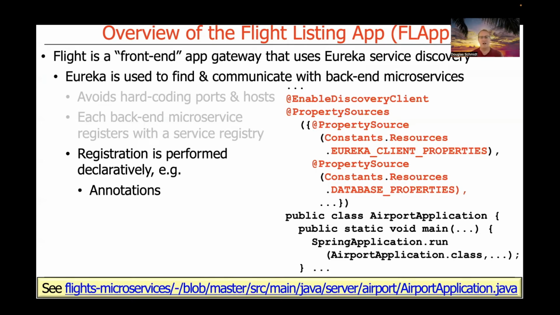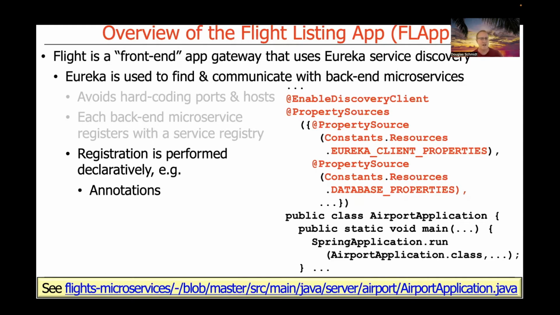Now, in the context of Spring and Eureka and the FLApp case study, this registration is performed using two things. One is annotations. So there are various annotations that are applied in the code. And here's just a little teeny snippet of something we'll take a look at in more detail later. This is the airport application. And you can see that the airport application is going to have this enable discovery client annotation on it. And it also has this thing called property sources.